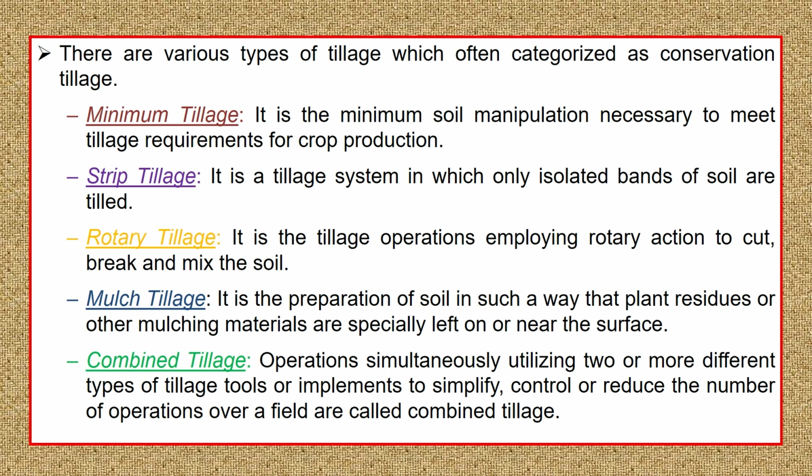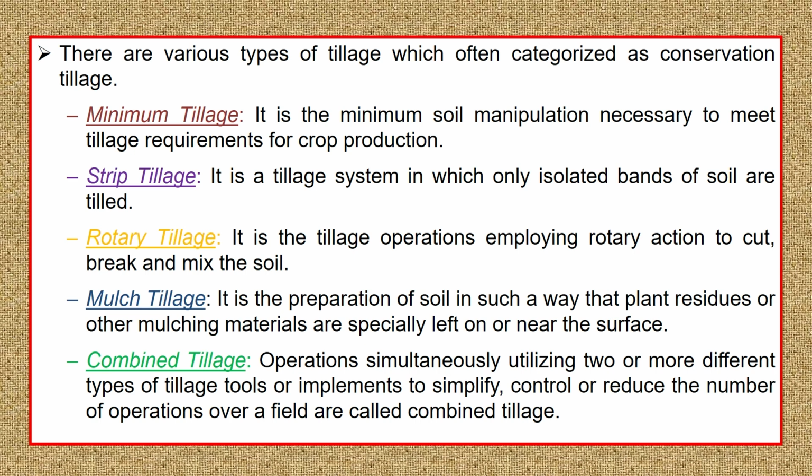So rotary tillage is widely accepted because in one rotary operation the kind of tilth we get is equivalent to 2 to 3 plowing operations, and that's why here also we put this type of tillage under conservation tillage. Another one is mulch tillage.